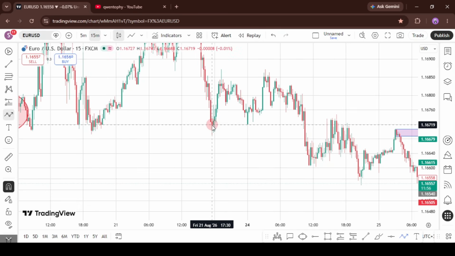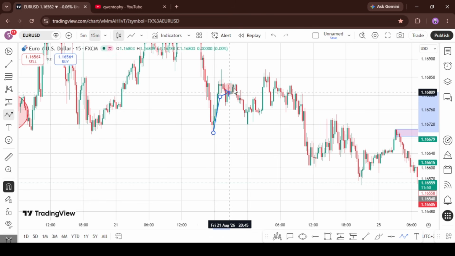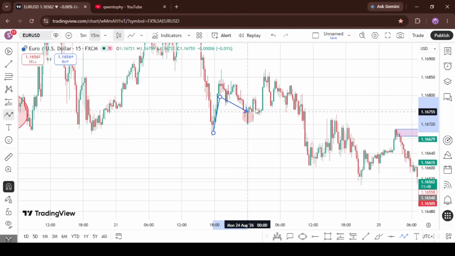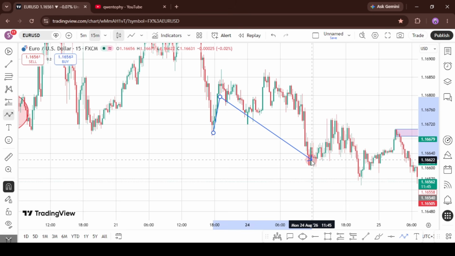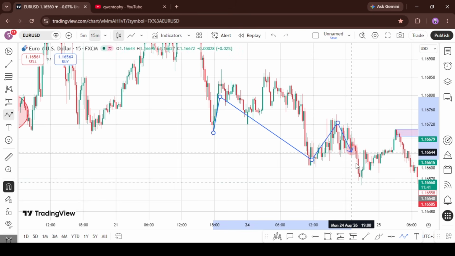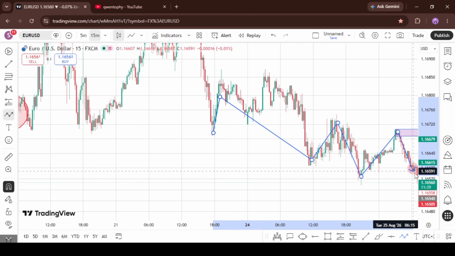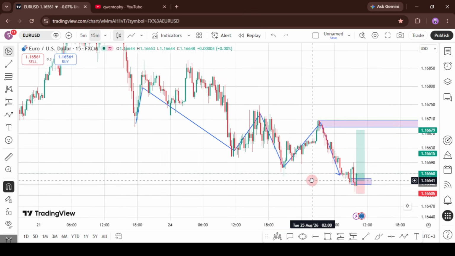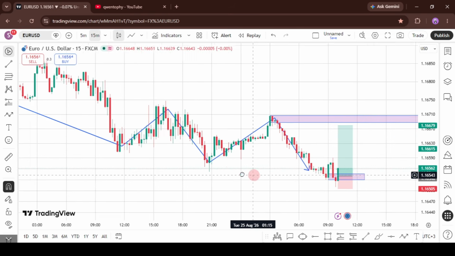Hi guys, so I want us to analyze this market together, and you can see the market on the higher time frame, the 15 minutes time frame. The market is creating lower highs and lower lows, lower highs and lower lows. So currently I've entered this trade.